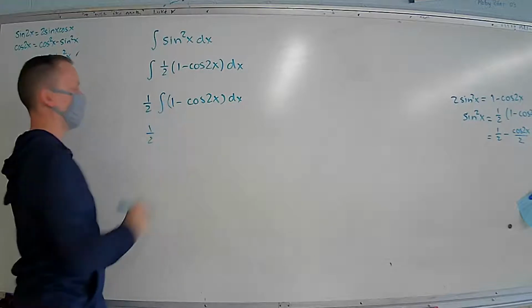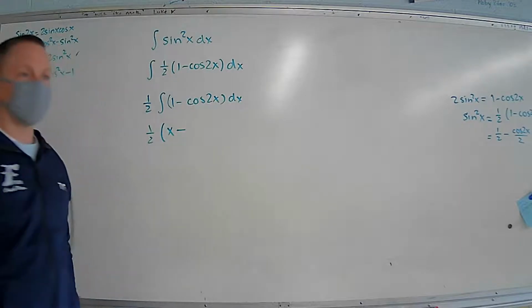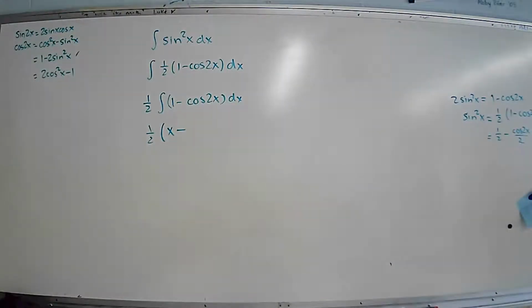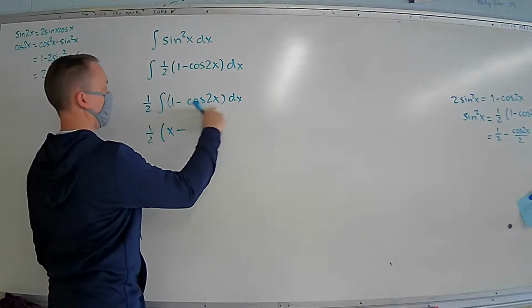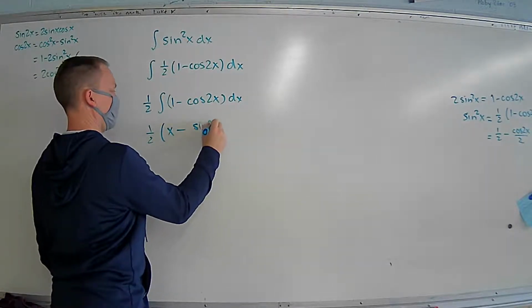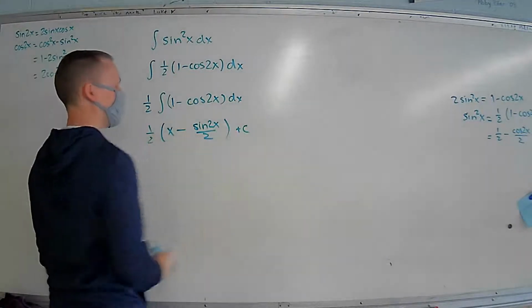So what's the antiderivative of 1? x. What's the antiderivative of cosine of 2x? Can we do that in our head? The antiderivative of cosine is negative sine, positive sine, right? You always want to probably think through those. So the antiderivative of cosine of 2x is going to be sine of 2x over 2, plus C. Okay?